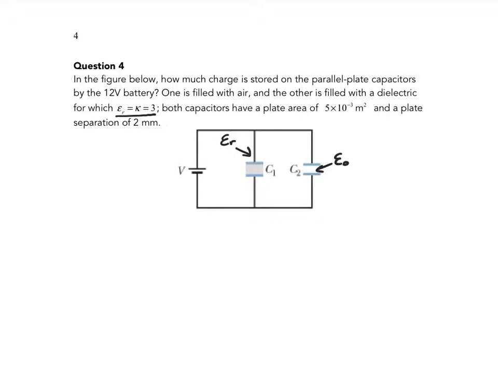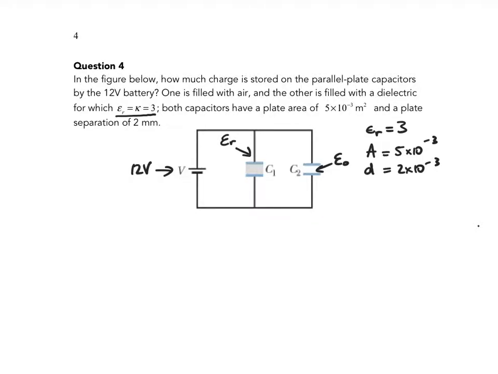So each capacitor has 12 volts across it. This guy here is 12 volts. So that means that each one of these capacitors has a voltage of 12 volts across it once it's charged. So we need to find the capacitance of these. We don't have that. We have a couple of things. We've got the relative permittivity, which is 3. We have the area, cross-sectional area of the plate, 5 by 10 to the minus 3. And we've got the plate separation D, which is 2 by 10 to the minus 3.